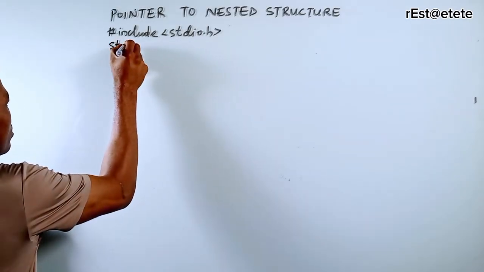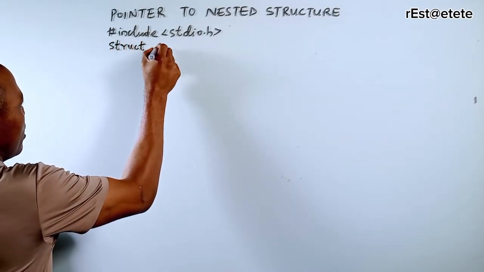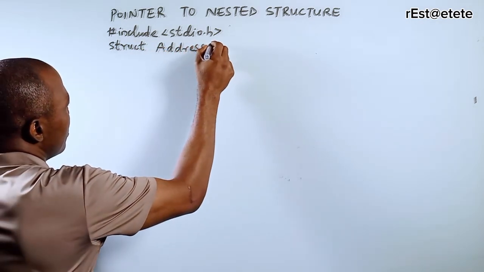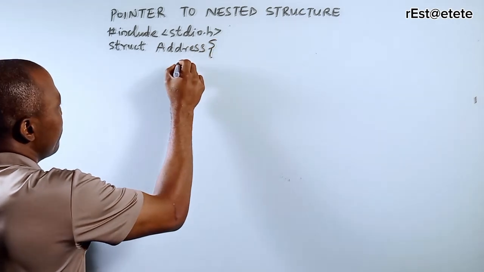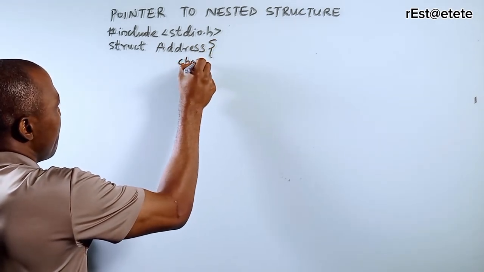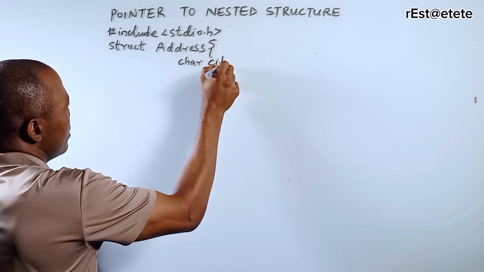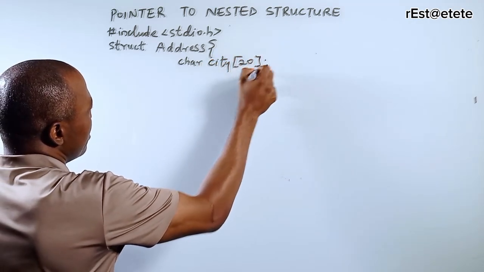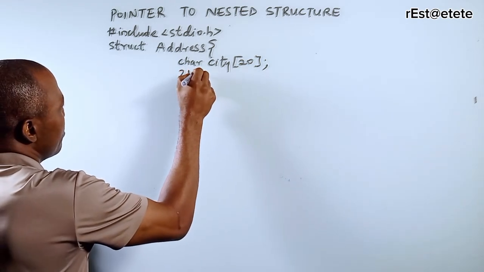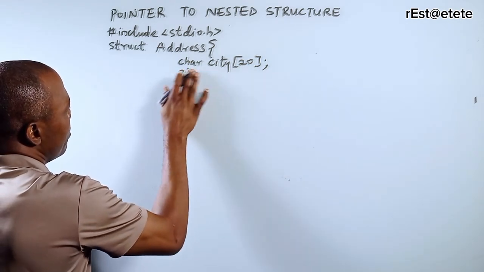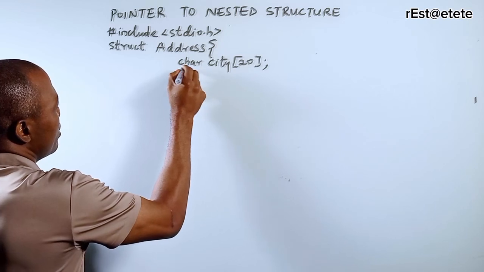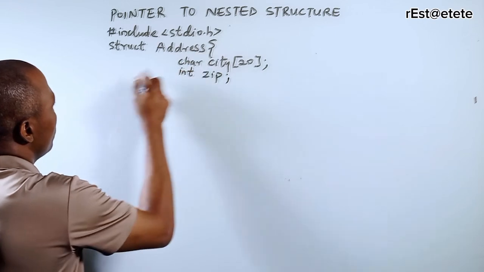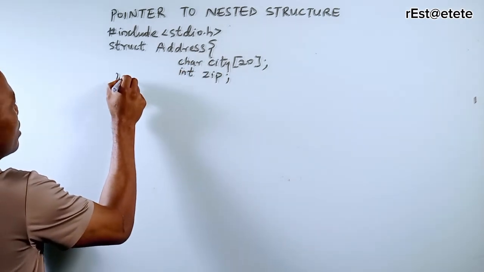So struct address, right? Then inside it, I will have char city, and I'll give it a 20 byte array, and then zip, int zip. So we'll close this, right?